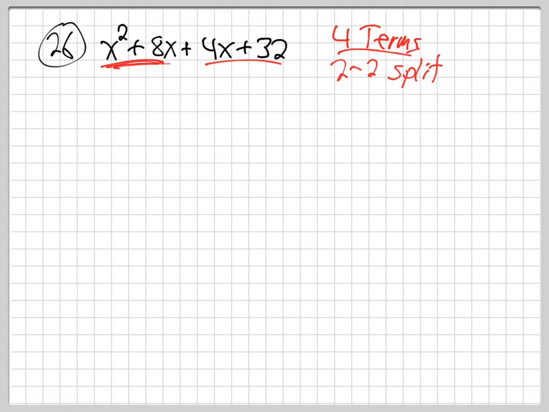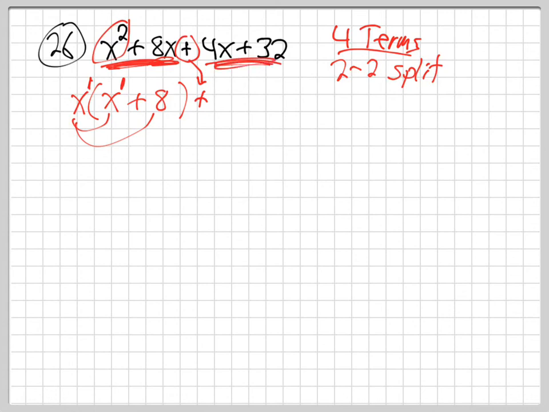Okay? And now these first 2, what do those first 2 have in common? X, right? So we take out an x from those first 2. What does that leave on the inside? X times x, right? Invisible 1 powers go back to x squared. X times plus 8 will go back to plus 8x. Bring down that plus that's in the middle, this guy. And now do these 2. What goes into 4 and 32? 4 does.